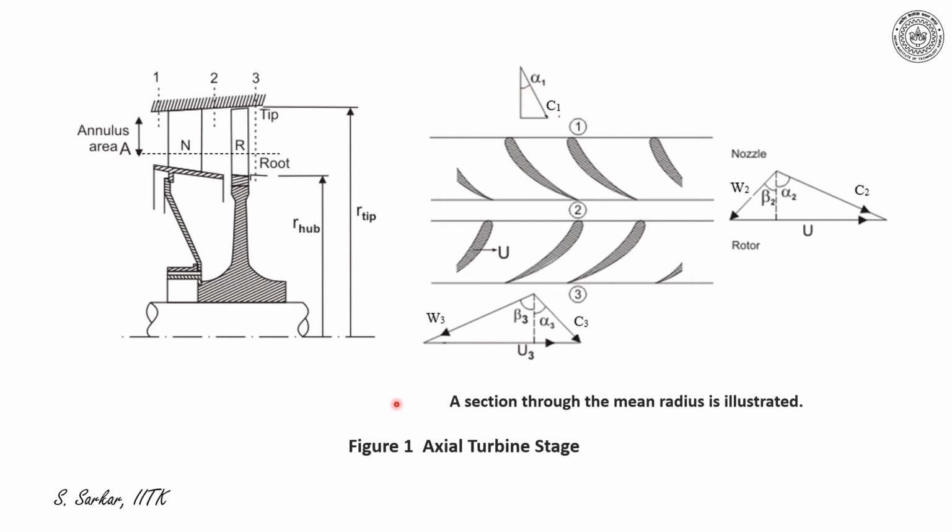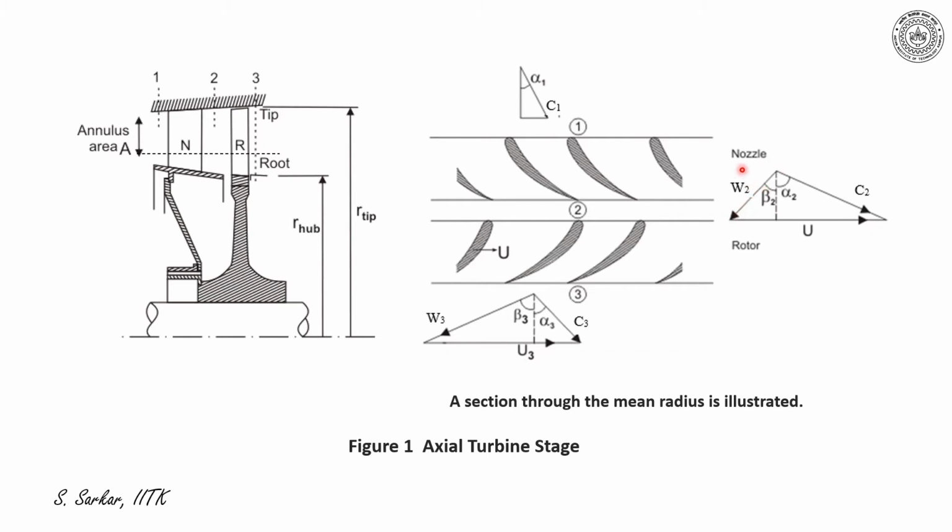X-axis is the axial direction and theta is the tangential direction. Now the C1, that is the inlet flow to the nozzle, will be accelerated as the flow passes through the nozzle. The C2 will be the absolute velocity at station 2, which is also the entry to the rotor. Thus, at station 2, I have indicated the velocity triangle as W2 plus U is equal to C2.